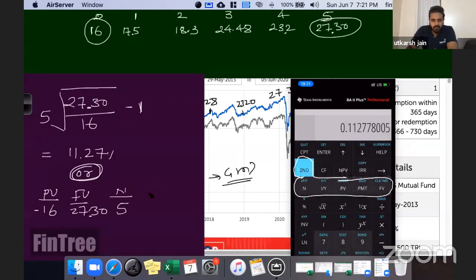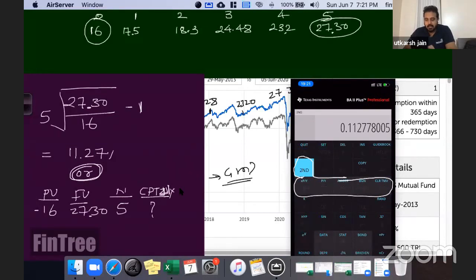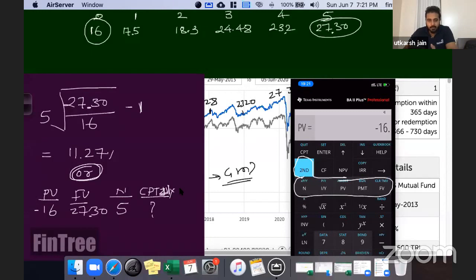It should be 5. And what is the return I'm earning here? So compute IY. Those are the keys I'm going to use. If you know how to use it, otherwise, anyways, I'll be teaching you this in the next class. But I'll just give you a quick trailer of it. 16 negative present value, 27.30 future value, and for how many years? 5. So 5 is n, and compute IY, and look at this, you get the answer 11.27%. So this is one way of doing it.